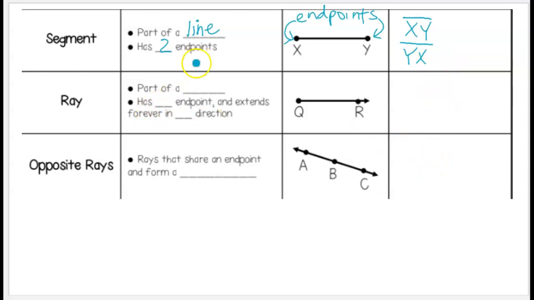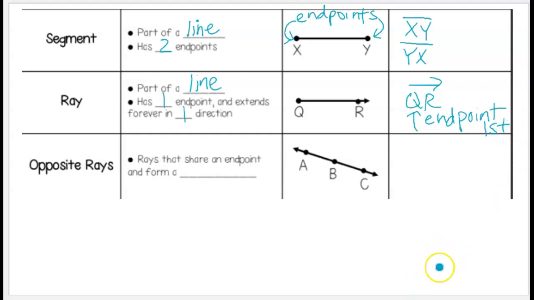All right, we have a ray. A ray is also part of a line. It does have the infinite direction on one side, but an endpoint on the other. So it has one endpoint and extends forever in one direction. Now with a ray, there is only one way to name this particular ray, and that is ray QR. You must name the endpoint first.